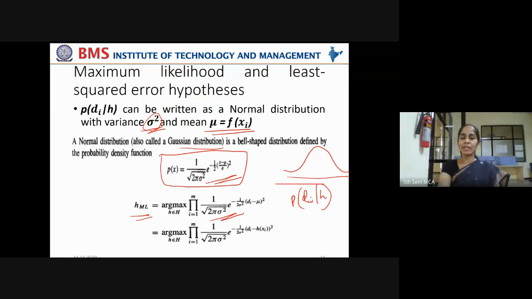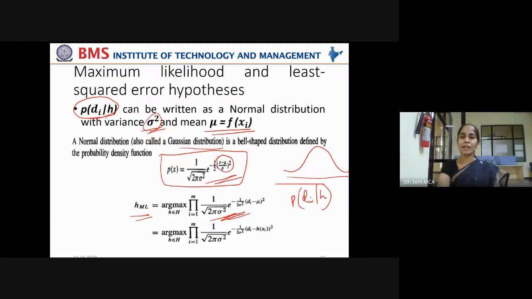Instead of probability of di given h, you are substituting this Gaussian distribution formula, because we know that this follows a Gaussian distribution. Probability density function of di given h follows a normal distribution. That is why instead of p of di given h, we can substitute the value of Gaussian distribution directly. That is why we have given 1 by square root of 2 pi sigma square multiplied by e power minus 1 by 2 sigma square di minus mu whole square.